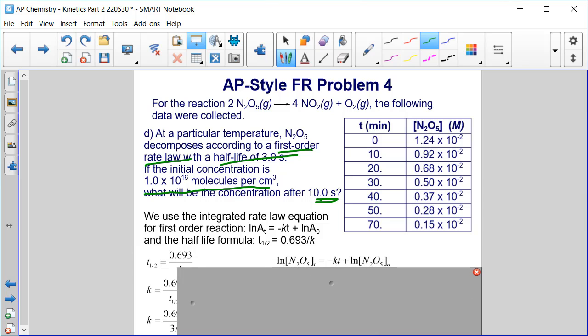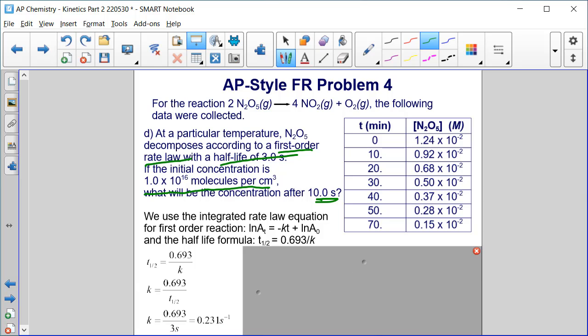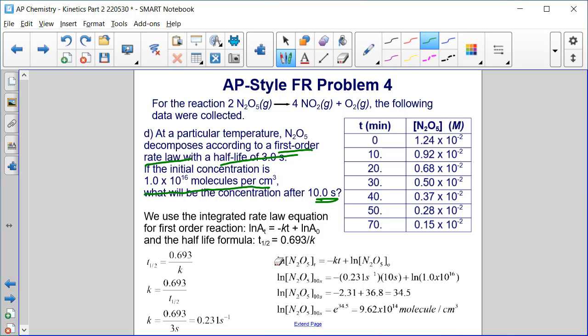The first thing we can do is calculate k, because we're given the half-life. So k is equal to 0.693 divided by the half-life, which is 3 seconds, and we get 0.231 inverse seconds for k. Once we know k, we can use our integrated rate law equation. The natural log of the concentration of N2O5 at time t is equal to minus kt plus the natural log of the initial concentration of N2O5. The time we're concerned with here is after 10 seconds.